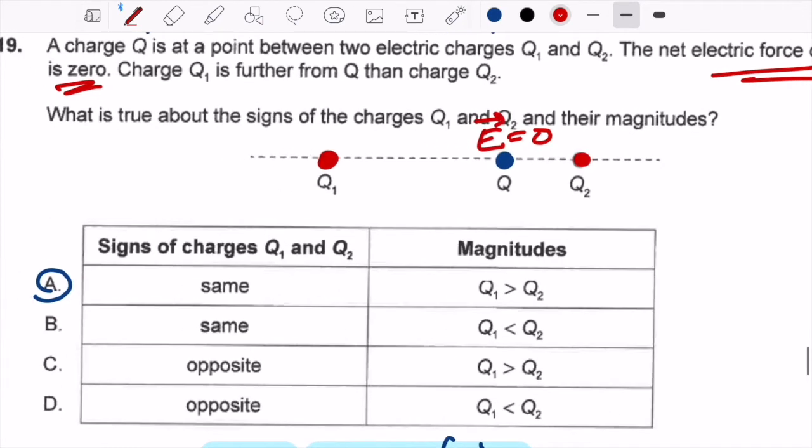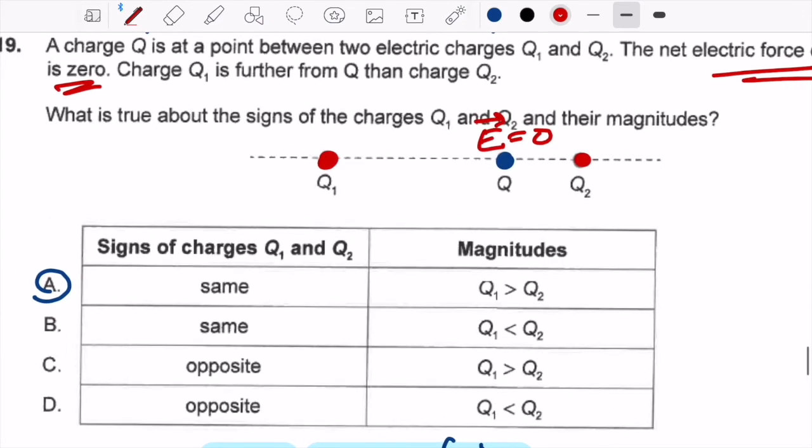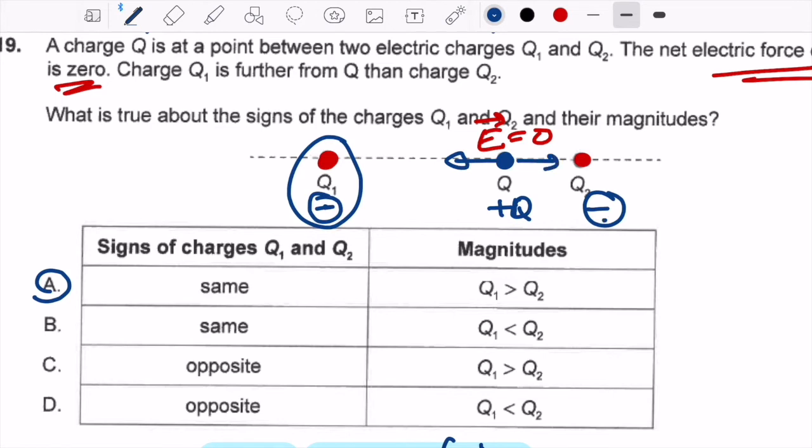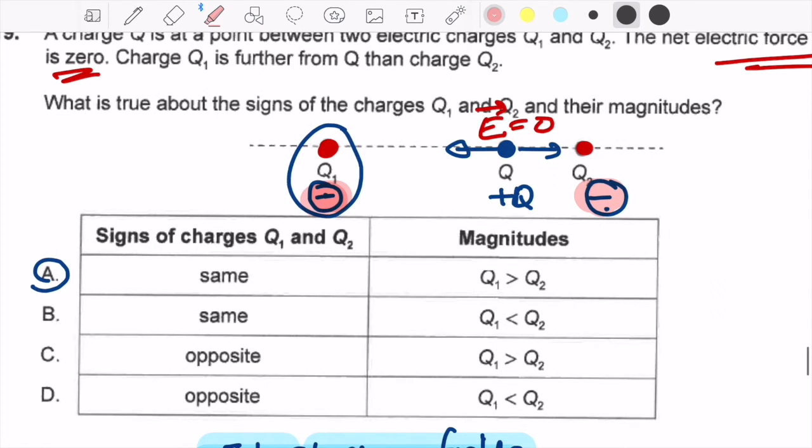Now let's think about the type of charges. Let's just imagine this is positive Q, and if this is a negative charge, the left hand side one will pull you, right? And the right hand side also pulls you. So to get forces in opposite directions, they have to be similar types of charges. It does not have to be negative and negative, it can be positive and positive. So the sign of the charges should be the same. Answer has to be A or B.